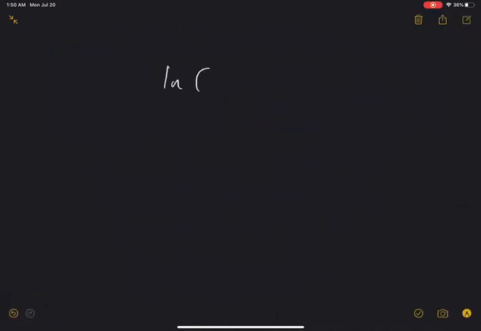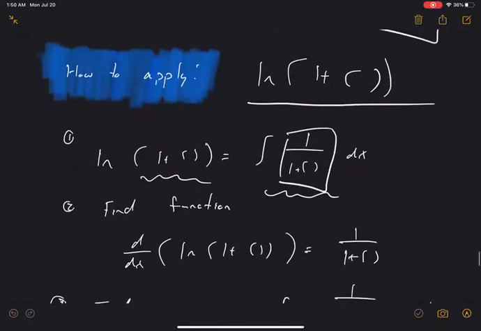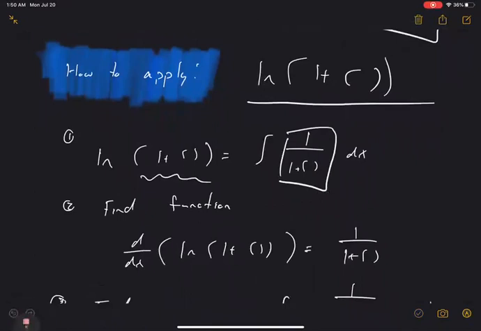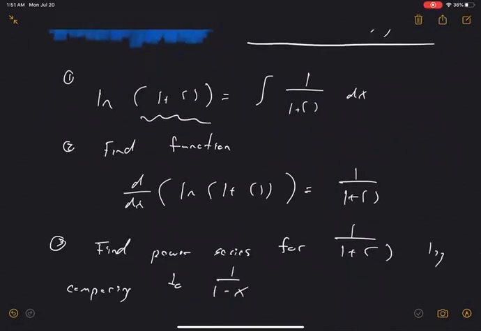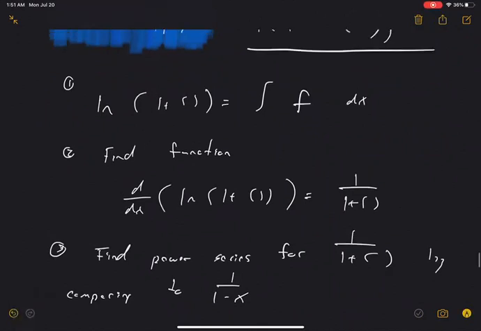Remember ln of 1 plus x is just the integral of 1 over 1 plus x, right? And I can find the power series for this thing. So that's our starting point for this type of problem. If I have an ln, I think, okay, that's the integral of something I can find the power series for. I start by figuring out what this thing is, and let's call it f. I'm assuming ln is the integral of some function f I can find a power series for. I need to find f.